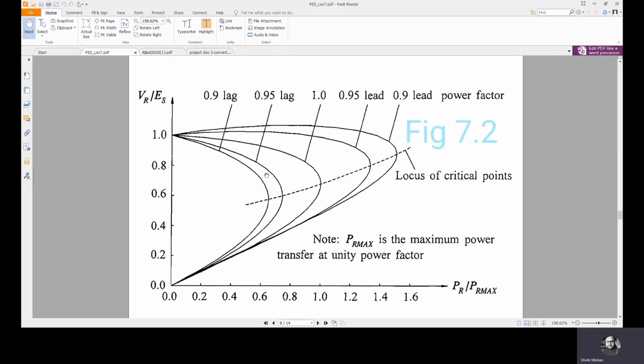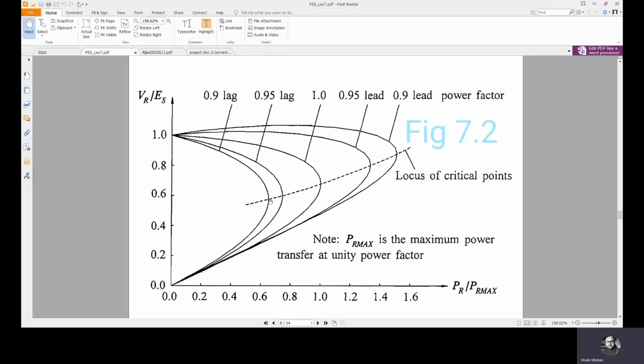Now, there is a nose point for each of these curves. This nose point corresponds to the voltage collapse point. After this point, the voltage collapses. There is reduction in this region, and after this point, the voltage collapses. Now you see the locus of critical points. The nose point is the critical point.